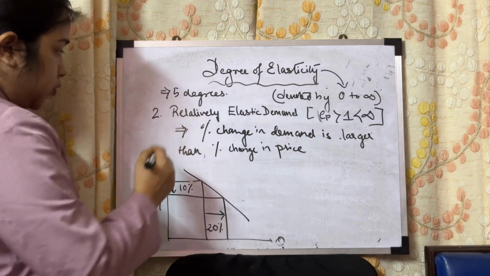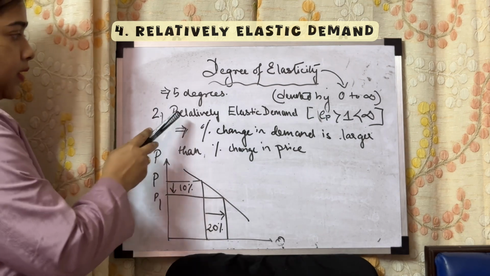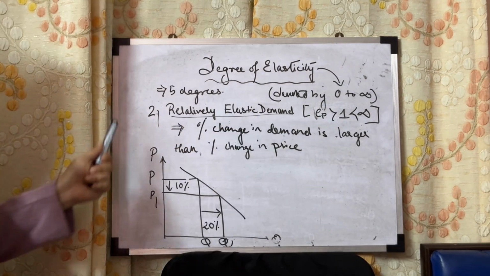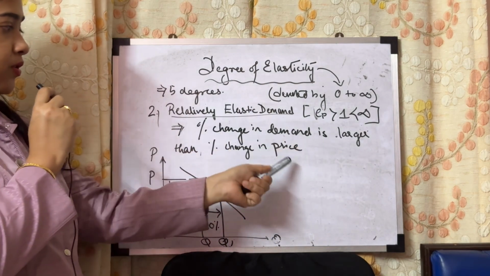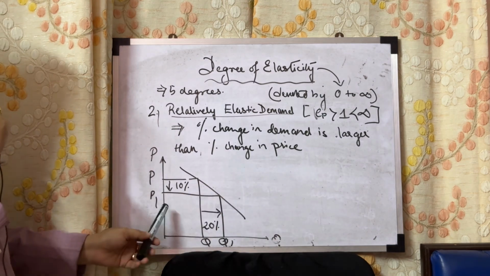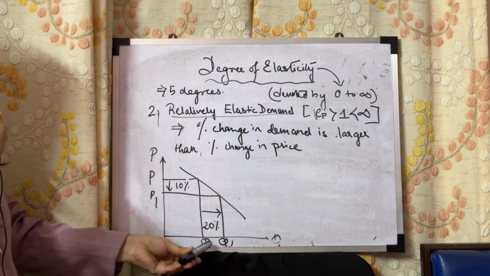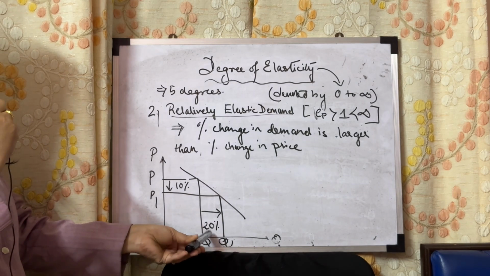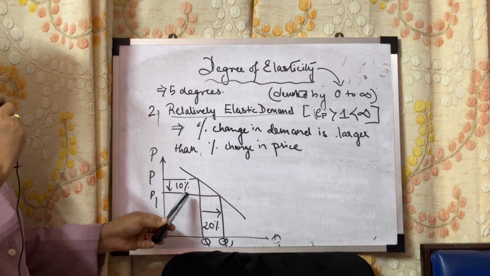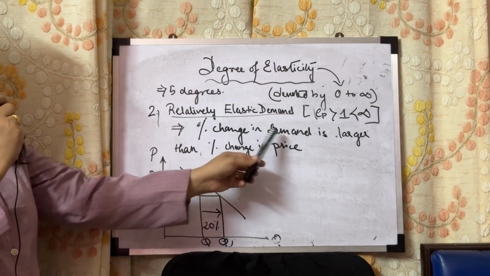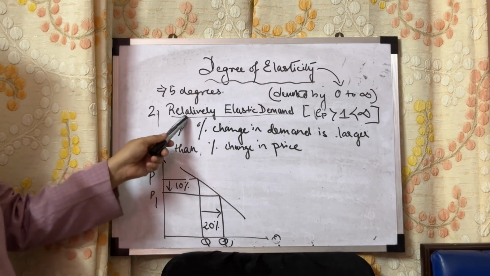Now we move on to the fourth elasticity, that is the relatively elastic demand. The relatively elastic demand implies when the percentage change in demand is more than the percentage change in price. So here we see that when the price falls by 10%, then quantity is going to increase by 20%. So we can see that the price falls 10%, but the percentage change in the quantity demanded is larger, right? So this is known as the relatively elastic demand.